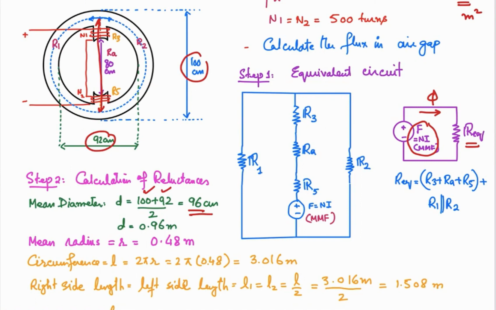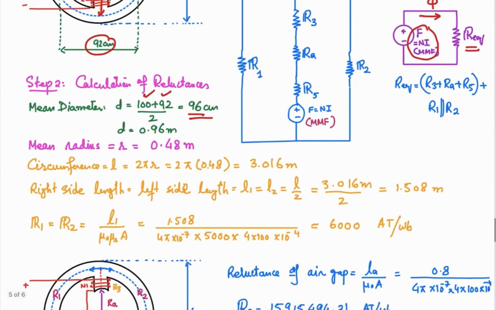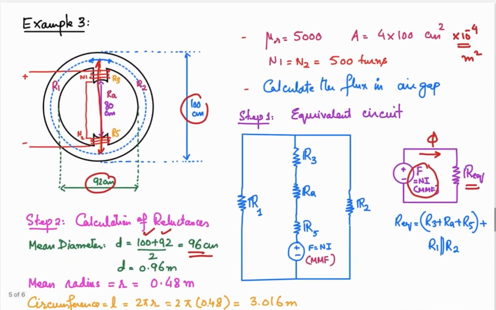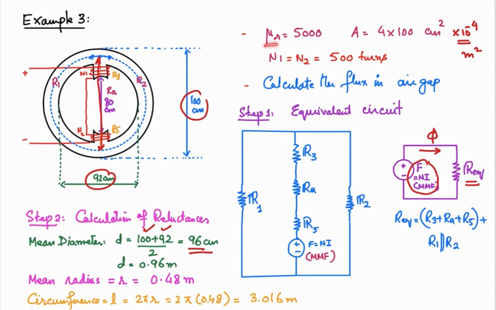Okay, so knowing this length, now you can easily find out the reluctance. The reluctance, as we discussed in the last lecture, is given as length over permeability into area, right? And this permeability will be mu naught into mu r. Relative permeability is given to us, and we will see that it is 5,000 times. So it means this core is 5,000 times more permeable than the air.